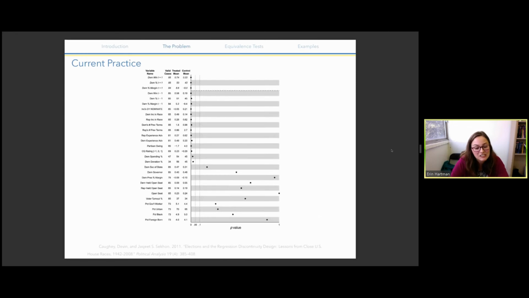And so what does it look like? Here's an example of a standard way of people presenting balance tests. This comes from Devin Caughey and Jas Sekhon's election regression discontinuity design. And what they're looking at is everything below the dashed line here. All of these are p-values on pre-treatment covariates using a difference in means test. And they say that there's observable imbalance, and that for some variables over here, p-values are large, maybe they're balanced, but some other variables are not. And of course, it's concerning if we see significant difference. The bigger problem is how do we interpret these large p-values? There's not really evidence that there is equivalence.